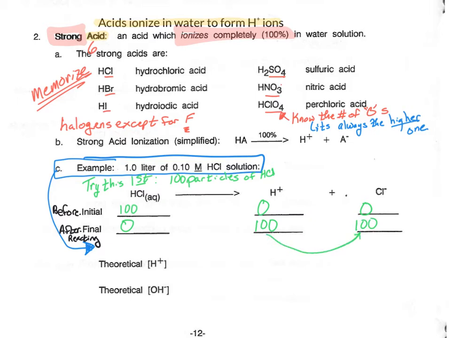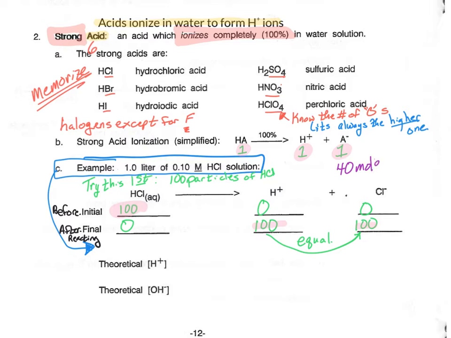Notice that these two are the same number, and they are the same number as what we originally started with here. We know this because we get 1 hydrogen atom for every one anion, and that all came from 1 acid molecule.